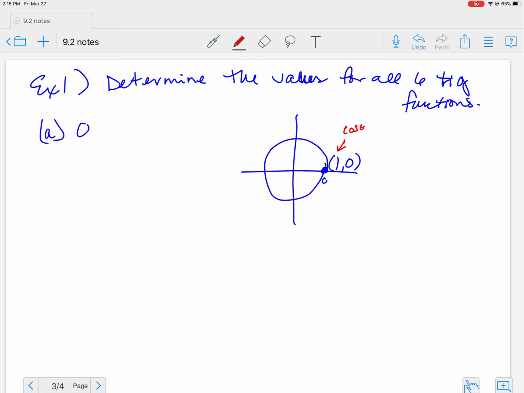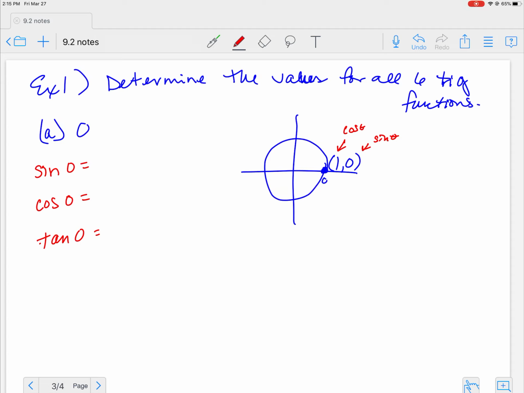Okay. So at 0, now here's some things you need to know. What does your x represent? Which trig function? Cosine. What does the y represent? Sine. Okay. So if I want to write all of these out, sine of 0, cosine of 0.